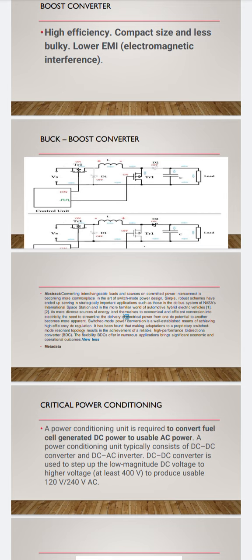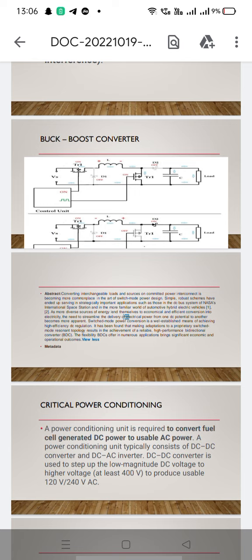Switched mode power conversion is a well established means of achieving high efficiency DC regulation. It has been found that making adaptations to a proprietary switched mode resonant topology results in the achievement of reliable high performance bidirectional converters. The flexibility bidirectional converters offer in numerous applications brings significant economic and operational outcomes.